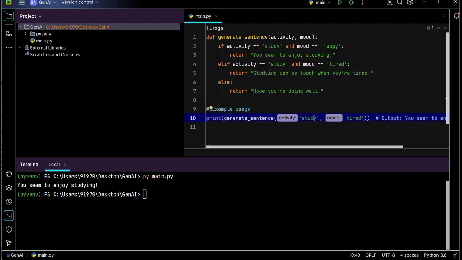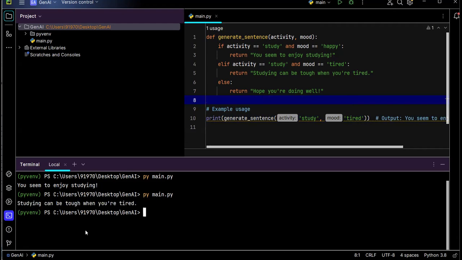If I'm studying and I'm tired, then what sentence does it need to generate for me? "Studying can be tough when you're tired." So like that, you need to provide me the sentence. Let's check. You can see we're getting the response as expected.